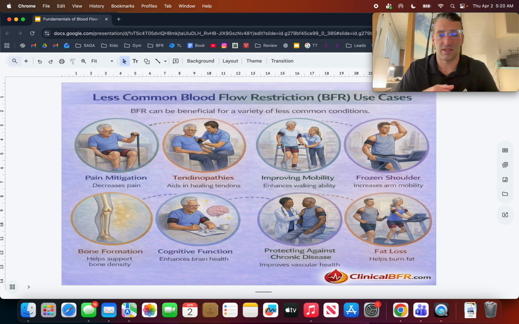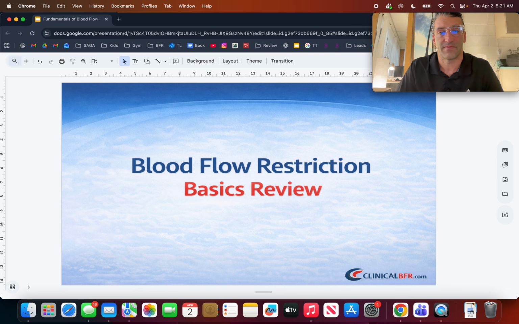Enhancing bone metabolism. Cognitive function, that's due to the increases in BDNF, brain-derived neurotrophic factor, which we'll talk about shortly. Protecting against chronic disease, right? Because it enhances the cardiovascular system. It's going to enhance fat loss and help with metabolic syndrome, obesity, and being overweight. BFR can be incredibly helpful in all of those facets.